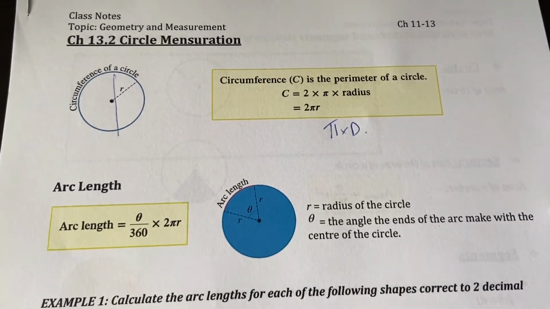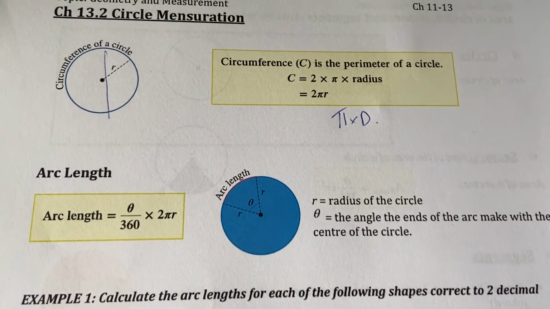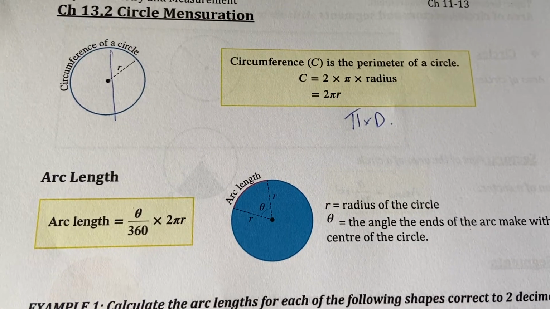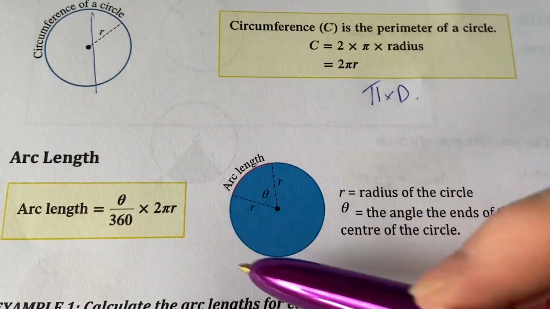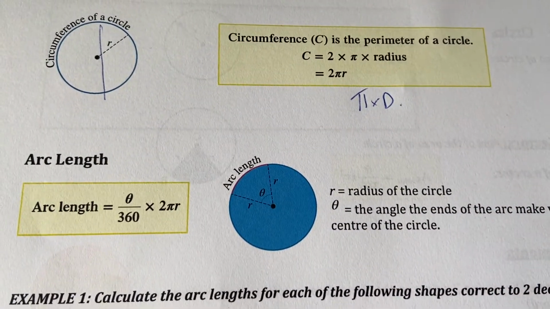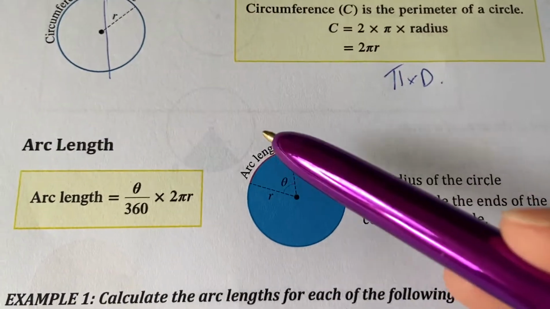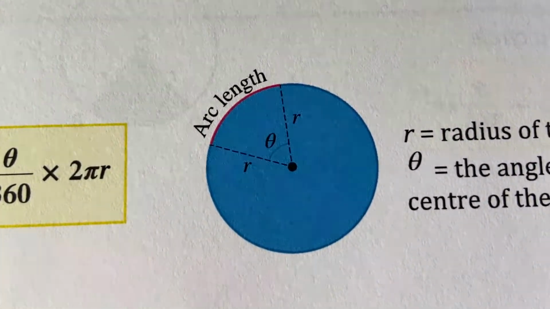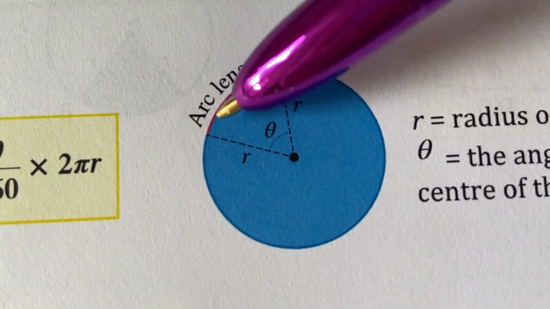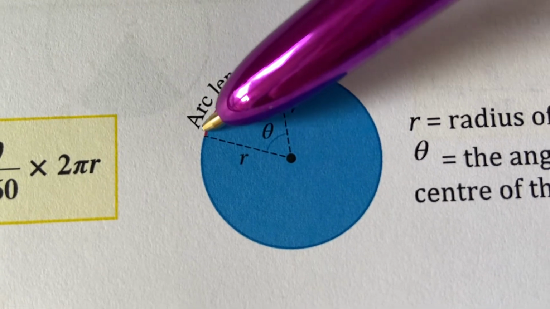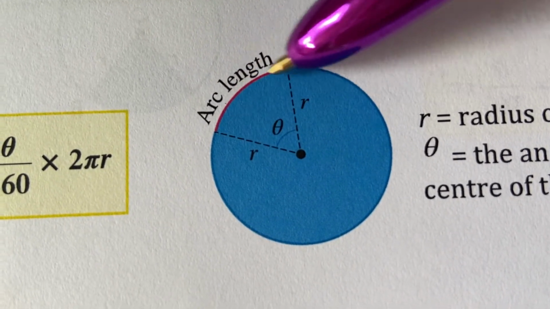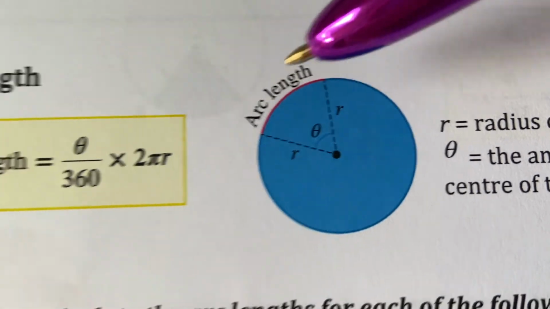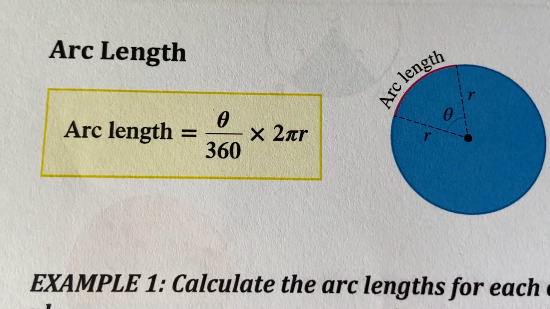Then, something that might not be as familiar is the arc length. So the arc length of a circle, instead of looking at the full circumference, is just part of the circumference. So if we look at this, can you see that there's a red outer line here, sectioning part of the circumference? So this is an arc, and we can find the length of that arc using this formula over here.